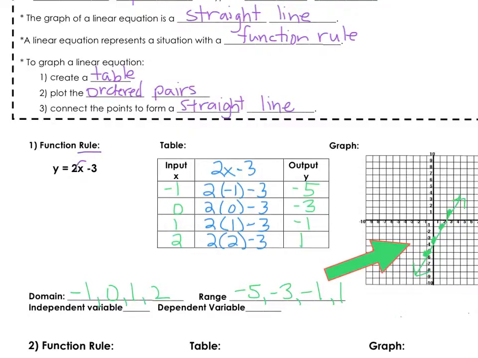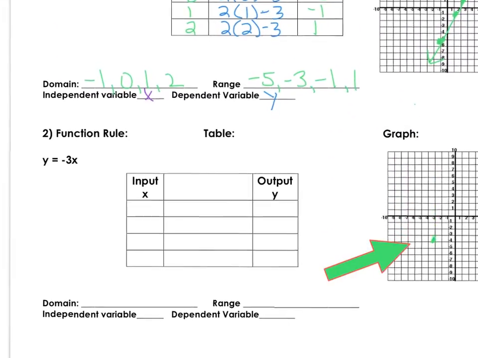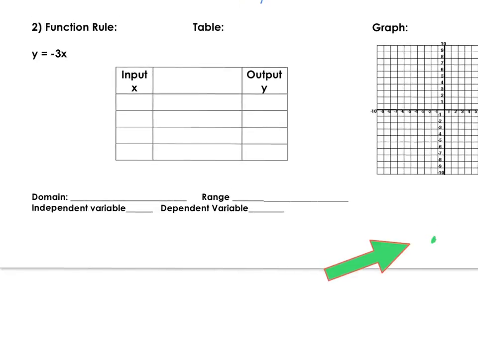And then for my independent variable, I have to go back to my function rule. Remember, the independent variable in the function rule is x, and the dependent variable in the equation is always y. So now let's go ahead and take a look at the next example.